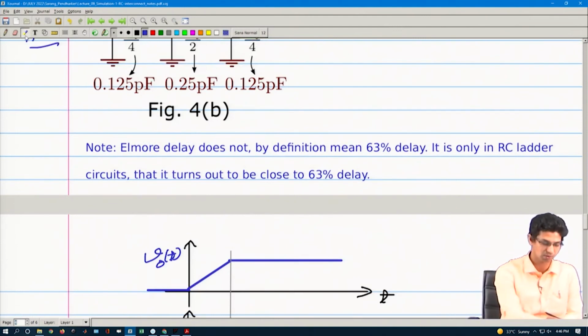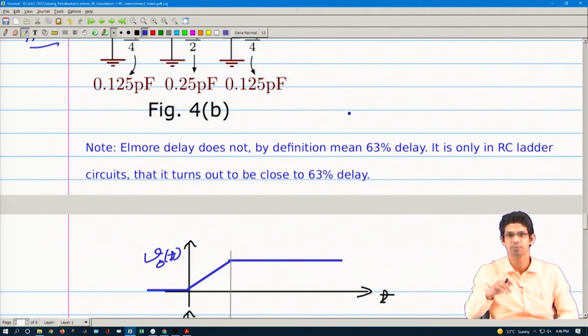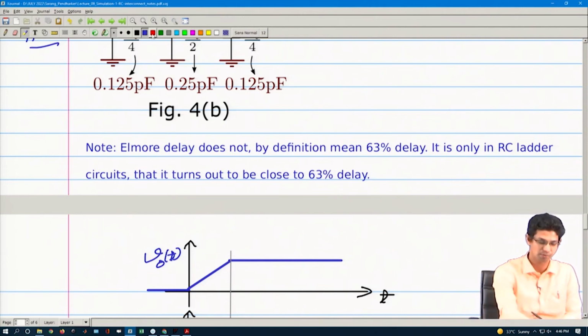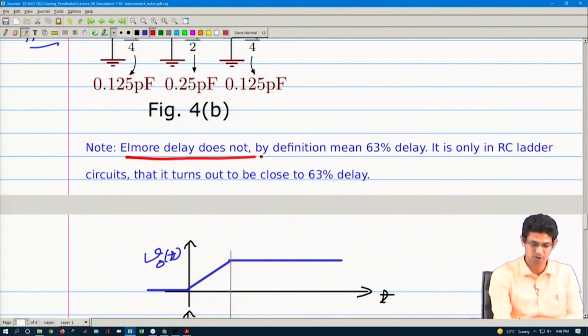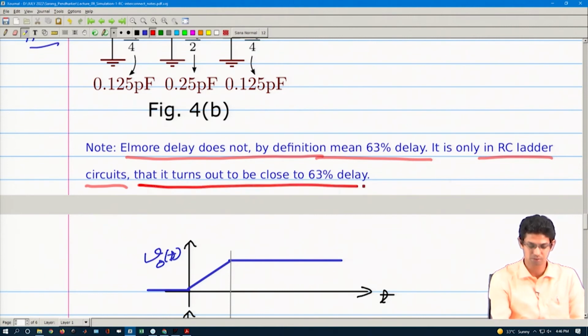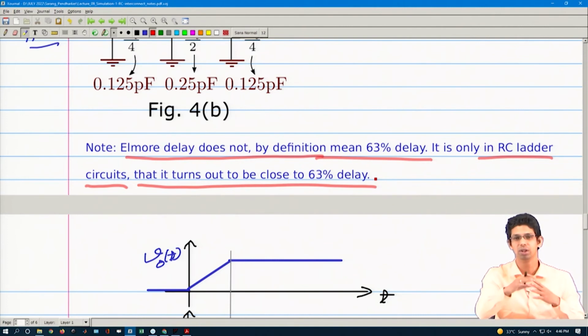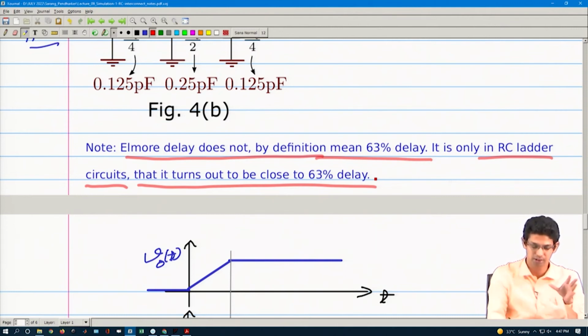So, in this analysis, we were looking at 63% delay and matching that with the definition of Elmore delay. However, I would like to emphasize here that by definition Elmore delay does not mean 63% delay. It is just that in the case of RC ladder circuits, this delay comes out to be close to 63% delay, because this is basically the dominant RC delay. You ignore all the higher powers of S in the denominator of your transfer function, and whatever is the dominant, that is 63%. This is a specific case.